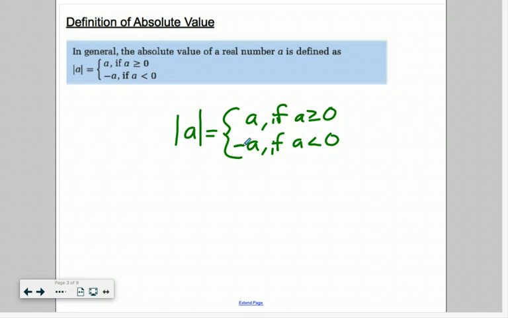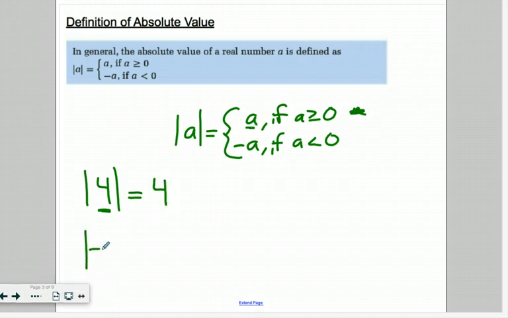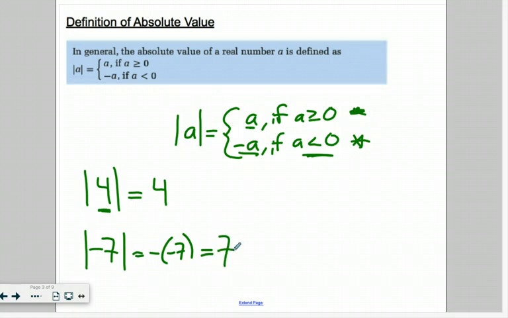For example, if we take the absolute value of 4, this fits case 1, in which the value inside is positive. Therefore, the answer is just the exact same thing that it was. So the absolute value of 4 is just 4. However, if we look at the absolute value of -7, this fits case 2. The value inside the absolute value signs is negative. Since a is less than 0, our answer is negative a. So -7 gets multiplied by -1, and that ultimately turns it into 7.